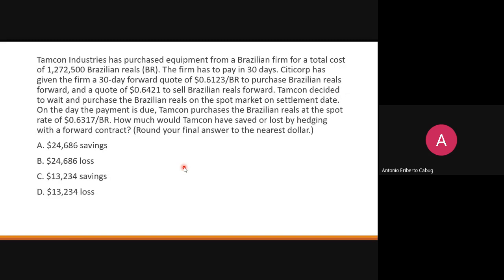Tamcon decided to wait and purchase the Brazilian reals on the spot market. On settlement date, on the day the payment is due, Tamcon purchases the Brazilian reals at the spot rate of $0.6317 per Brazilian real. How much would Tamcon have saved or lost by hedging with the forward contract?